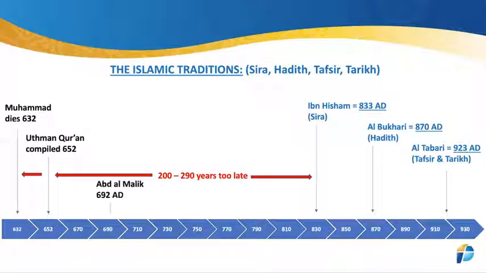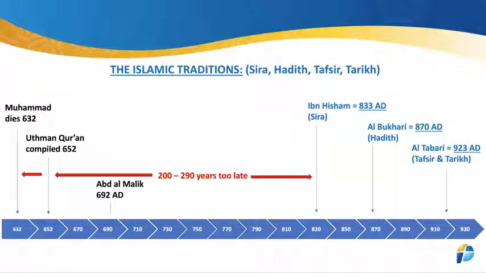Now, I'm just going to put up good old Abdul Malik's date again there, just to remind you. You notice all of these traditions, the Sirah, the Hadith, the Tafsir, and the Tarikh, all come long after Abdul Malik. Abdul Malik is the one that we're looking at as the one that started this whole thing, and you can then understand why we're putting his name up there, 692. This all comes after 692.